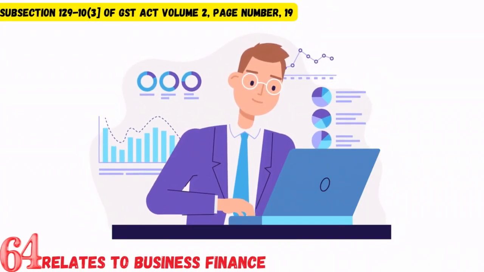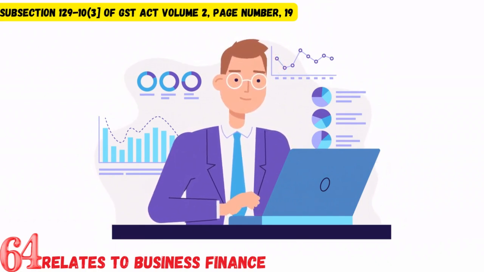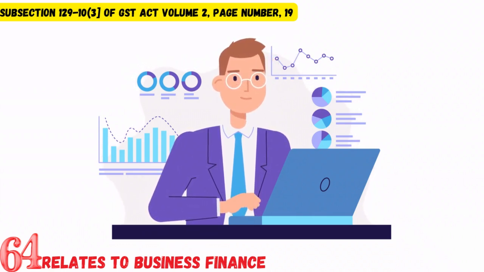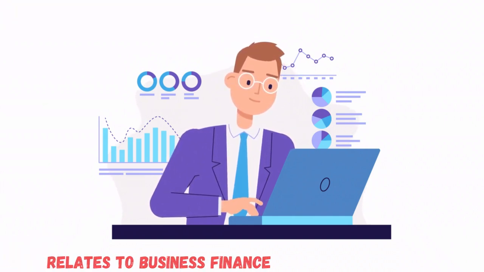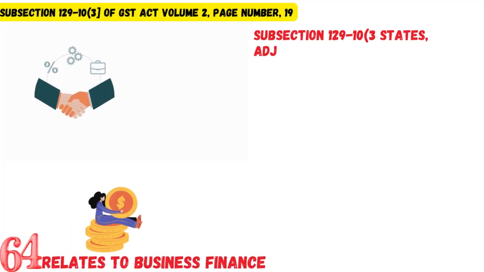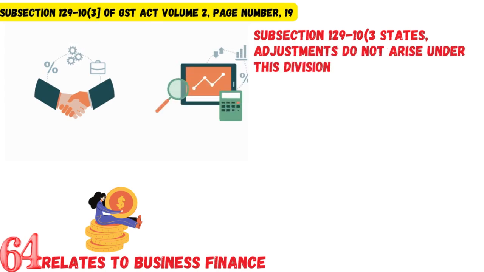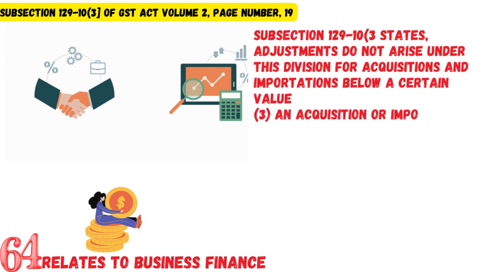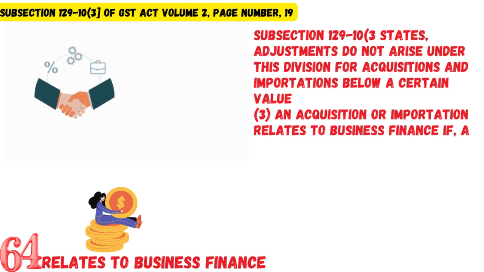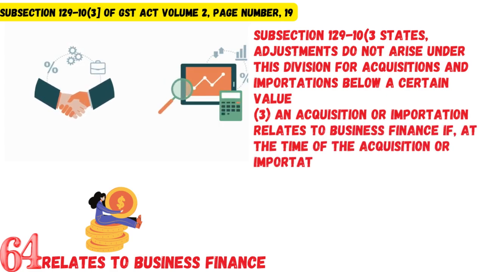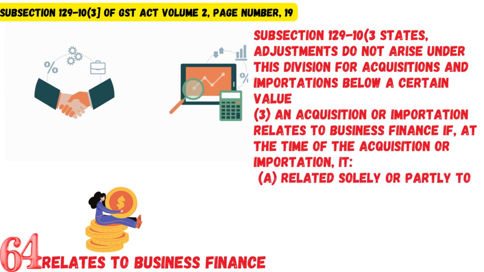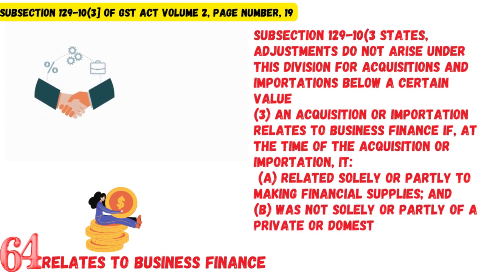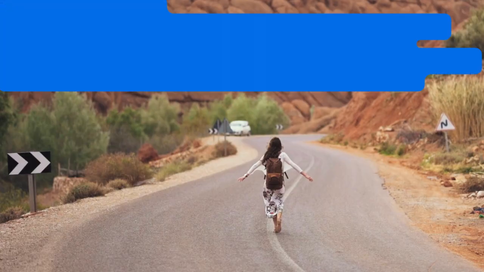Relates to business finance has the meaning given by subsection 129-10(3). That is subsection 129-10(3) of GST Act Volume 2, page number 19. Subsection 129-10(3) states, adjustments do not arise under this division for acquisitions and importations below a certain value. 3. An acquisition or importation relates to business finance if, at the time of the acquisition or importation, it A. related solely or partly to making financial supplies, and B. was not solely or partly of a private or domestic nature.